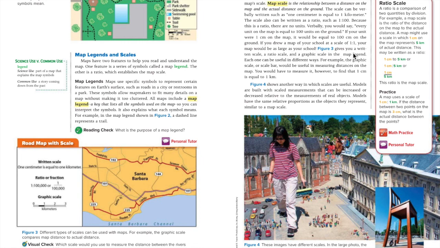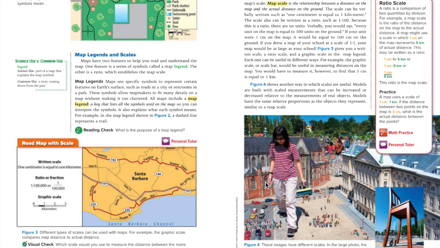So figure 3 gives you a written scale, a ratio scale, and a graphic scale in the map legend. Okay, so that's over here. And each one can be useful in different ways. For example, the graphic scale, or the scale bar, which is right here, would be used in measuring distances on the map. You would have to measure it to find out that 1 centimeter is equal to 1 kilometer. Okay?